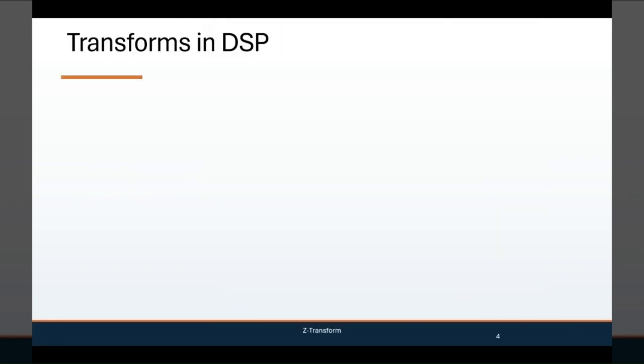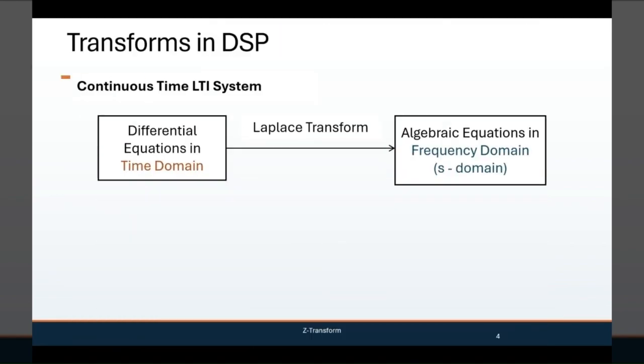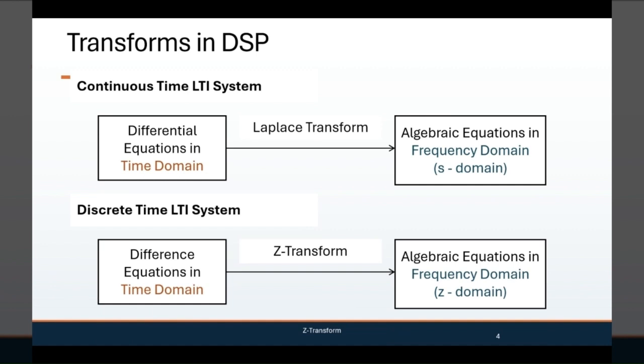Coming on to the transforms used in digital signal processing, we all know about the continuous time linear time invariant system as well as the discrete time linear time invariant system. Usually, the Laplace transform is used for time domain to frequency domain conversion. Laplace is represented in the S domain. Discrete time signals are mostly handled using the Z transform. Here, the time domain to frequency domain conversion happens using the Z transform.